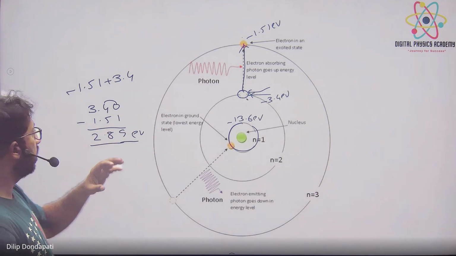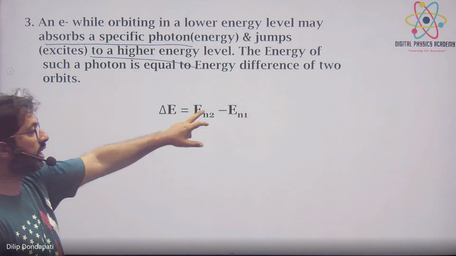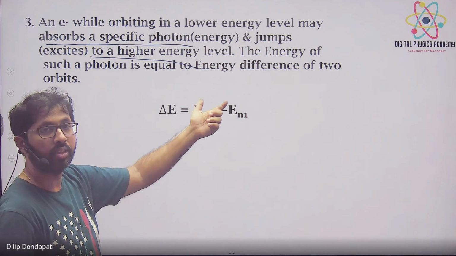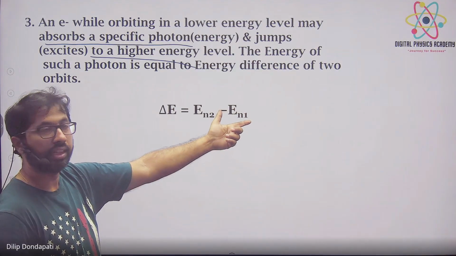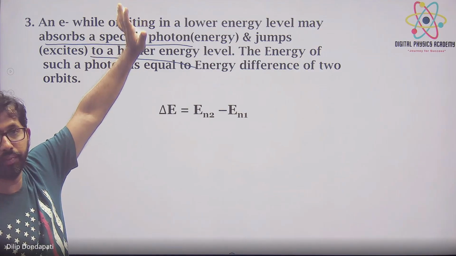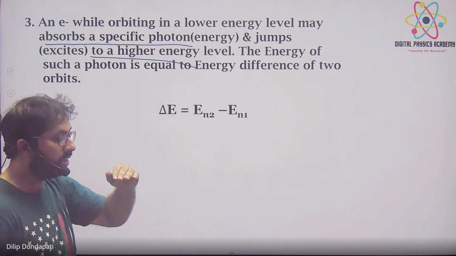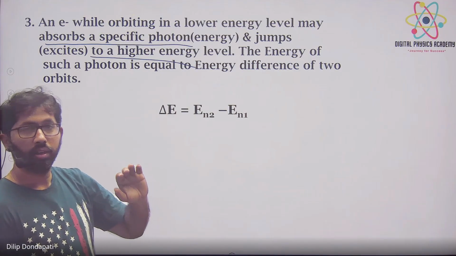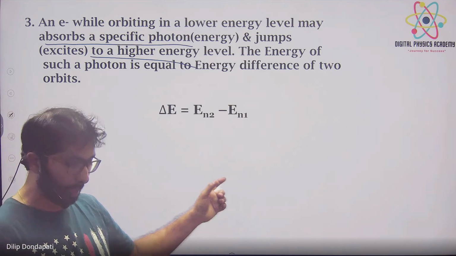So always, that's why it is En2 minus En1, meaning high energy minus lower energy. So only if it gains that energy will it jump from lower energy to higher energy. It will never jump if less than the difference comes. Okay, at minimum this much energy has to be given. Okay.